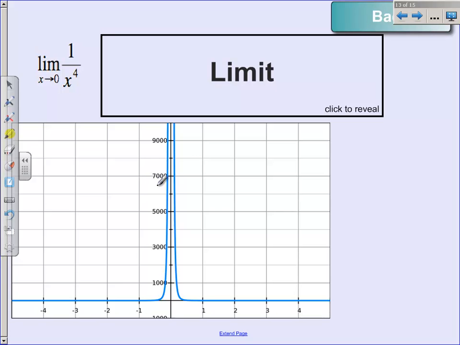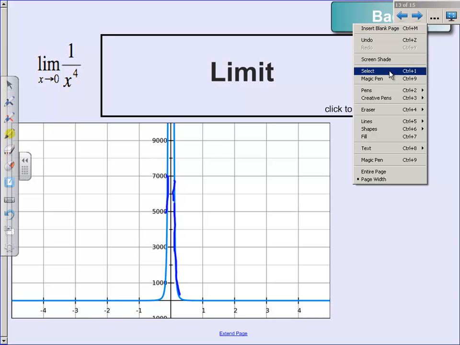So here's another example of a limit that does not exist. As we approach 0 from the right, this graph is going straight up. You can notice here, even on the scale, all the way up to 9,000, this is going towards infinity. And from the left, it's heading the same direction, going towards infinity. We wouldn't say that this stops at 7,000 or 8,000 or even 10,000. It's heading straight up. So this is an example of unbounded behavior, and we would say that this limit does not exist.